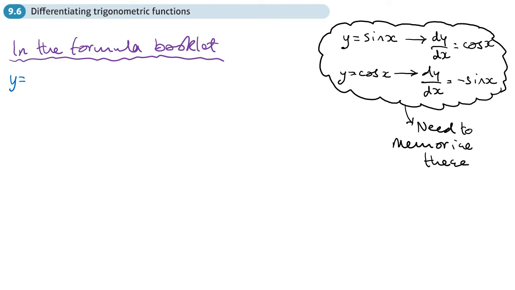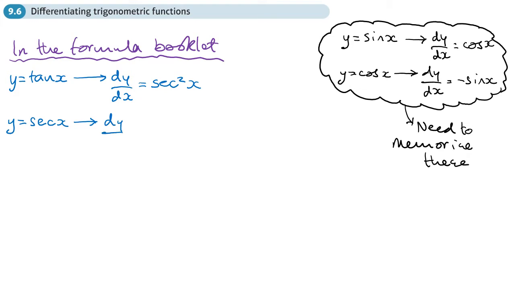if y equals tan x, then dy dx is equal to sec squared x. What are we missing as well? All the reciprocal functions, so that's sec x differentiated. This is a strange one because it's got two bits to it. It becomes sec x tan x. Then we've got cosec.